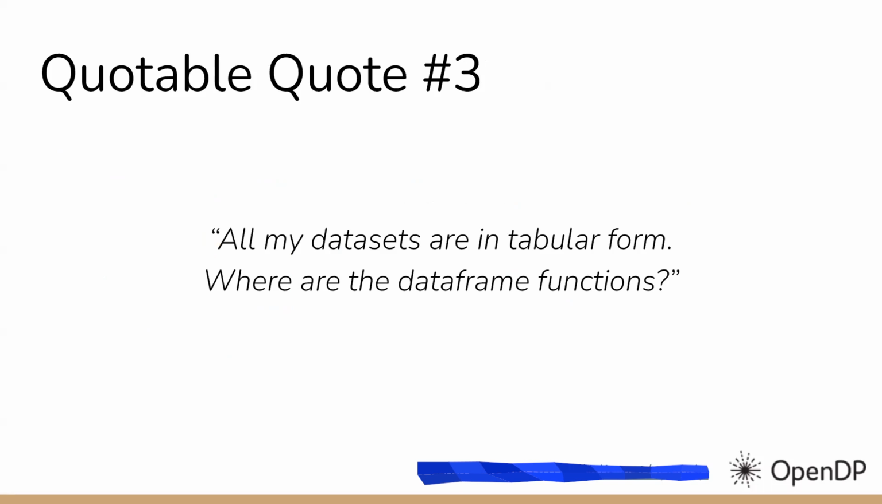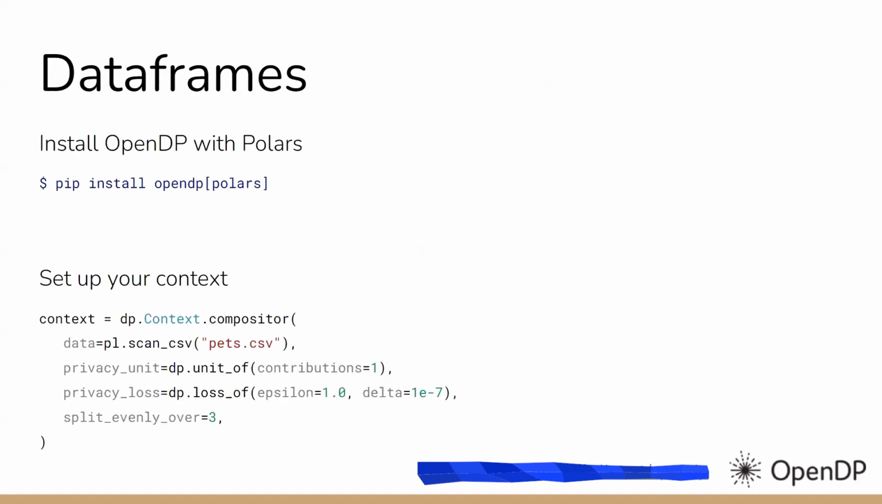So number 3, all my data sets are in a tabular format. Where are the data frame functions? We now support making releases with an integration with the Polars data frame library. It's acting like pandas, but better is kind of the core thinking there. The Polars library is also implemented in Rust, which is very convenient for us.